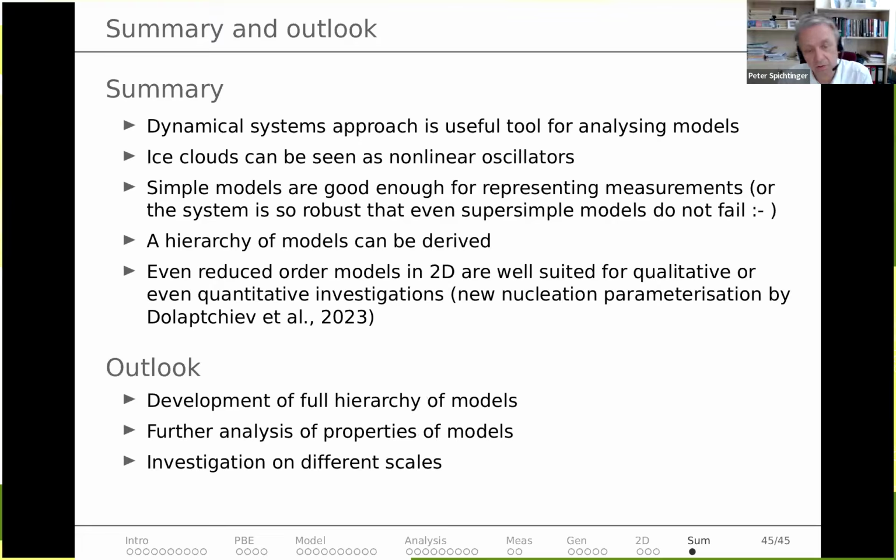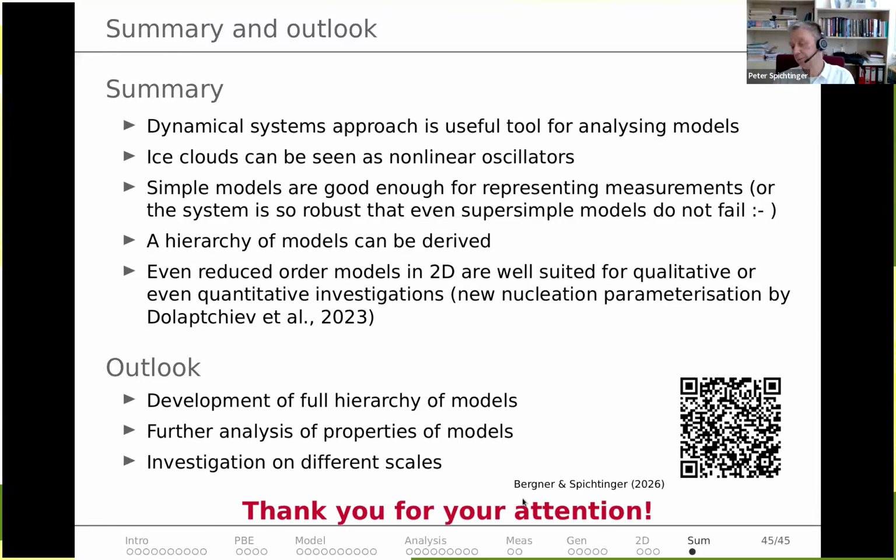So as an outlook, of course, I would go on with the development of the full hierarchy of the models, and it's not so easy to analyze the properties of these models. I said before that if you go to 3D, it's really, really difficult to analyze the models in a good way. And of course, what's still open is the investigation on different scales. And this is the end. Thank you.